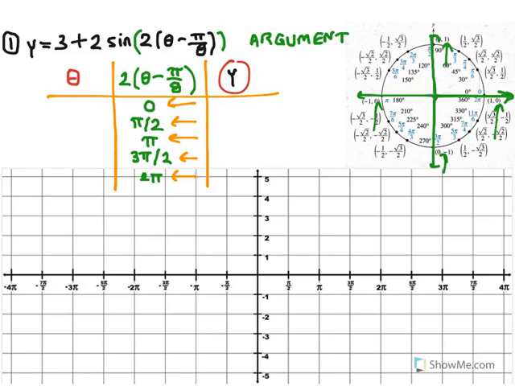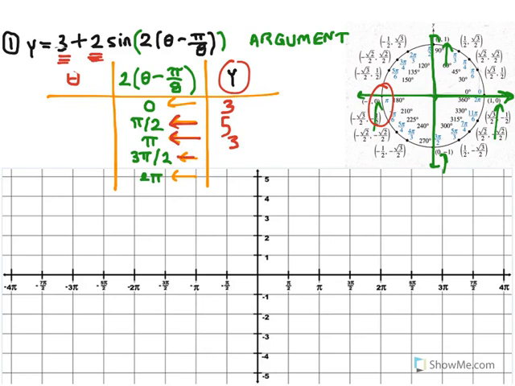So sine of 0 is 0. The next thing that you do is 2 times sine of 0. So you have 2 times 0, which is 0, and then you add 3. So 0 plus 3 will give you 3. What is the sine of pi over 2? Sine of pi over 2 is 1, and then you do 2 times 1, which is 2, and 2 plus 3 is 5. And then you look at the argument pi. Sine of pi is 0. You do 2 times 0, which is 0, plus 3 is 3.